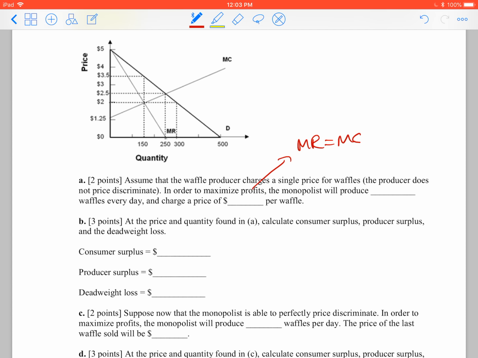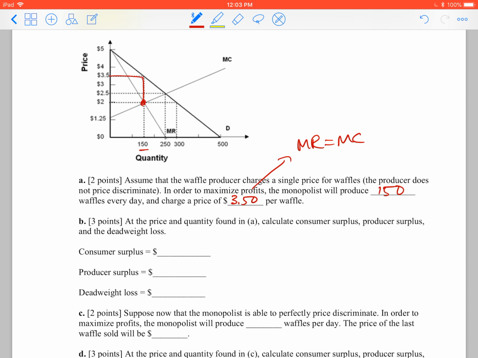So where does marginal revenue equal marginal cost? Right here at a quantity of 150. Then the firm goes up to the demand curve to set the price. So the price would be $3.50 per waffle. Then you're asked to calculate consumer surplus, producer surplus, and the deadweight loss from monopoly.